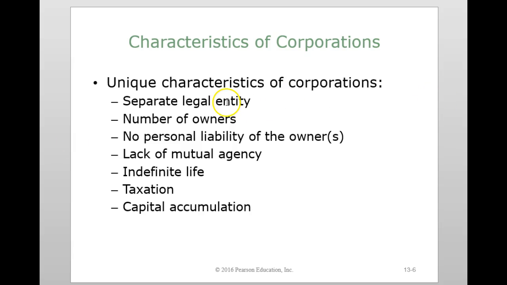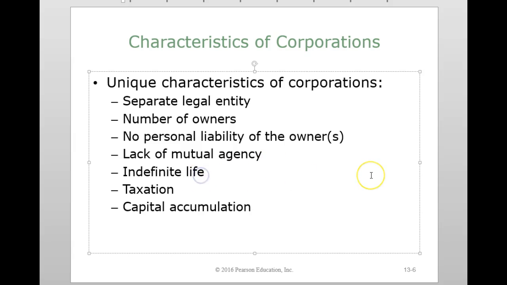So some of the characteristics: they're a separate legal entity, like a person. The only thing they don't have is a social number. They can have a number of owners. It's just not usually one owner that has the entire corporation. There's no personal liability for the owner, so that means that there's limited liability, and that the only thing an owner puts up as risk is the amount of money that they've invested in the corporation. There's a lack of mutual agency, which means there are no contracts between the owner and the business.